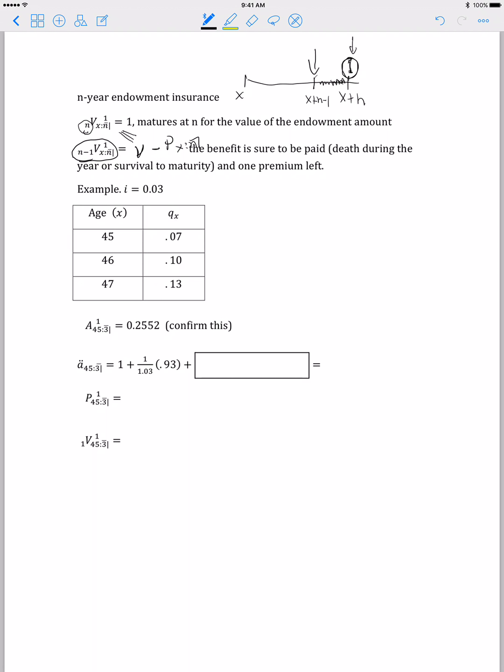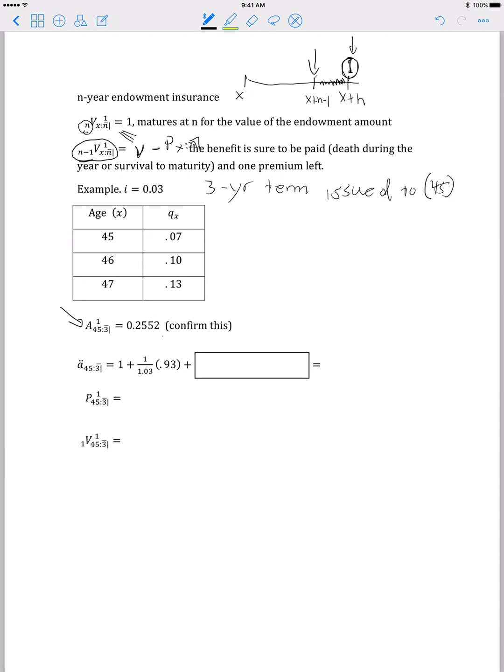Okay, so hopefully looking at these liabilities near the end of the contract has given you a little bit better understanding of what they mean. But to go through a numerical example might also help you. So let's look at this example where we're going to look at a 3-year term policy issued to age 45. Well, first of all, you can calculate the actuarial present value of that 3-year term policy.